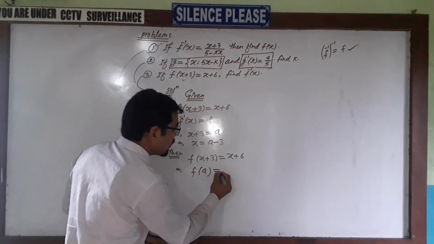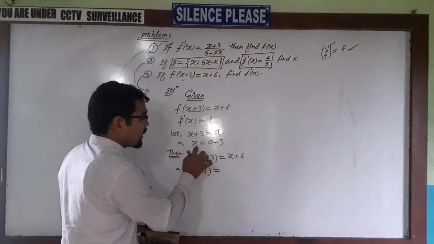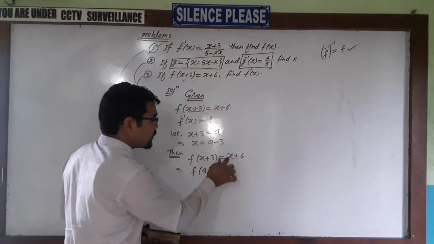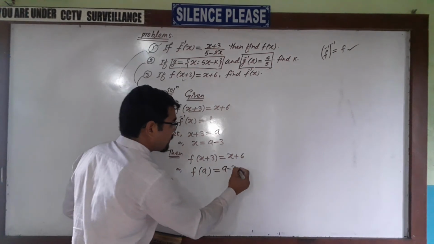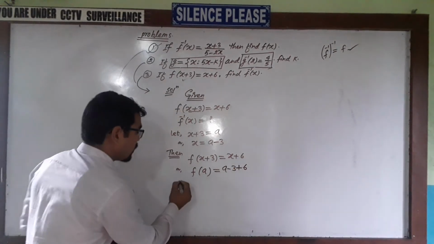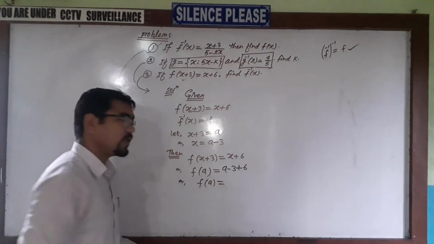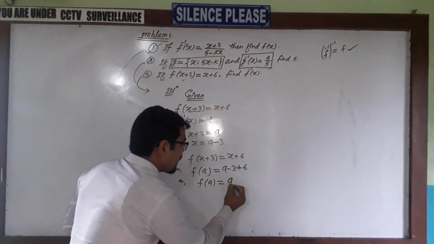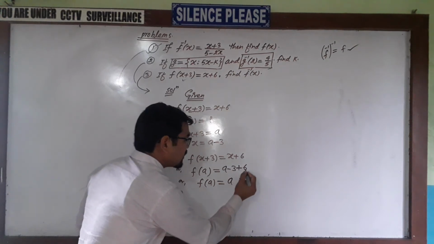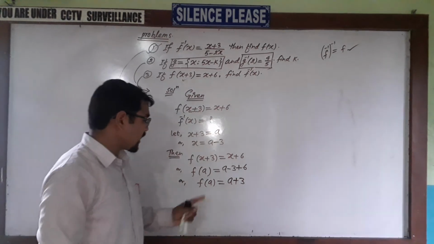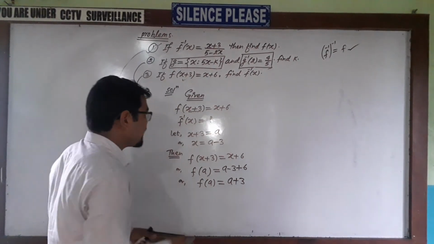So in place of x, we put x equal to a minus 3, so here a minus 3, plus 6 as it is. Or f of a is equal to a minus 3 plus 6. Subtraction, 6 minus 3 is 3, so we write a plus 3. So we are getting f of a equal to a plus 3. How did I do it? Look here.